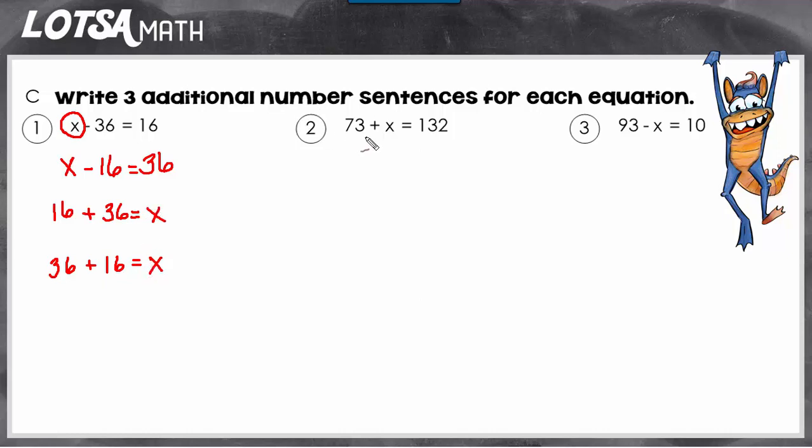So let's look at number 2. This time we have an addition problem. So that means we can make 1 more addition problem and 2 more subtraction problems.